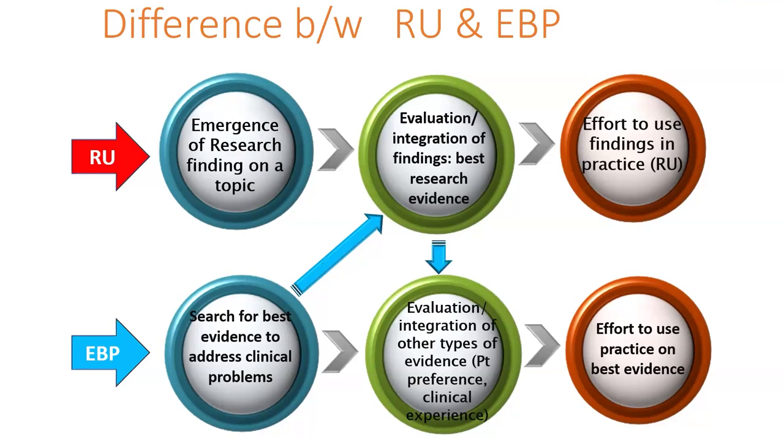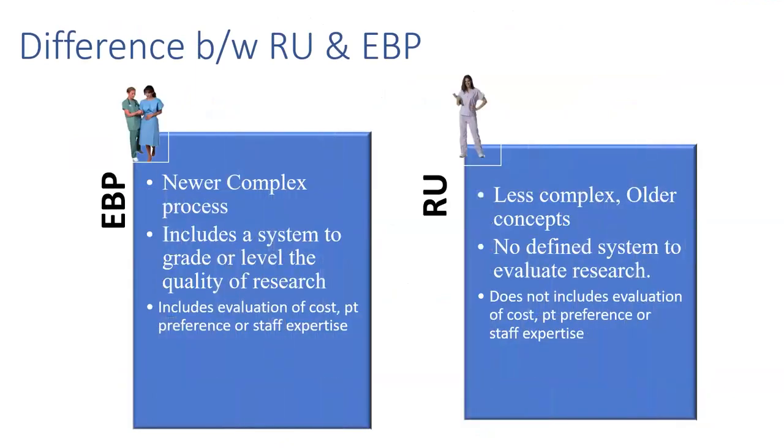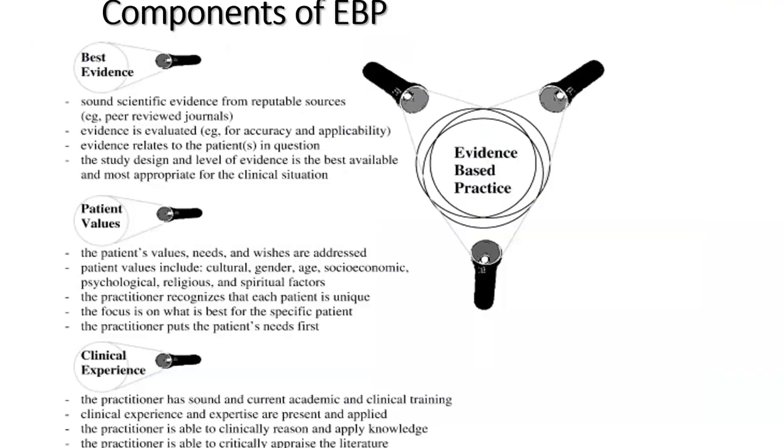Then we use this for the practice so that we can give best evidences or practice best evidences for the patient care. So this evidence base is a newer, complex process. It includes a system to grade or level the quality of research. It includes evaluation of cost, patient preferences, and staff expertise. And research utilization is a less complex, older concept, with no defined system to evaluate research, and it does not include the evaluation of cost, patient preference, and your staff or clinical expertise.